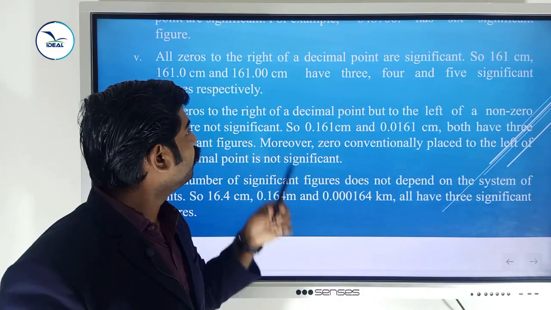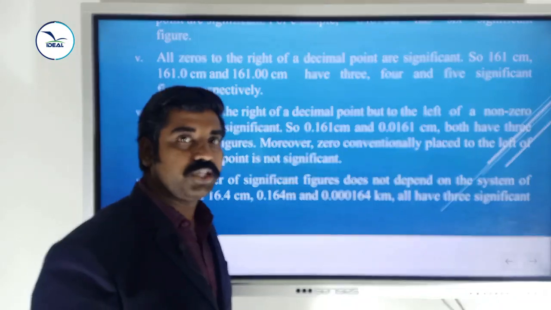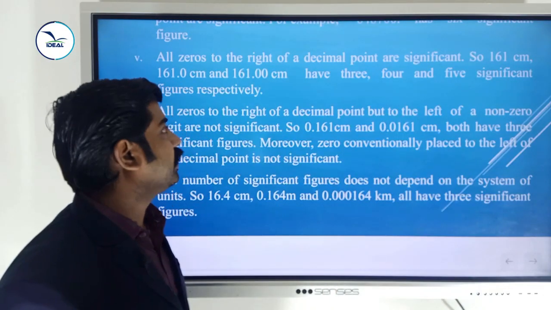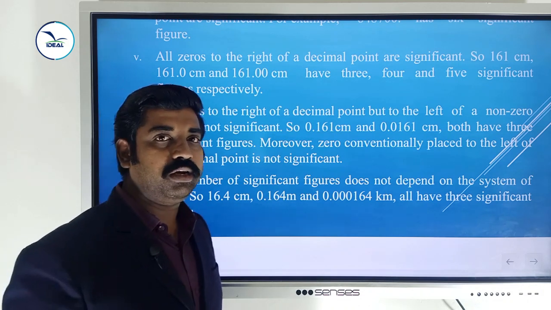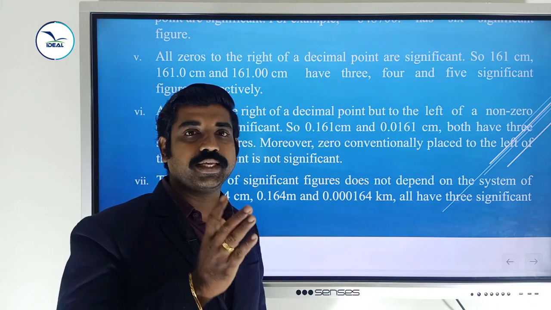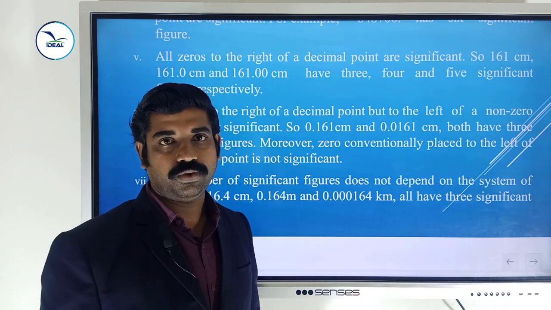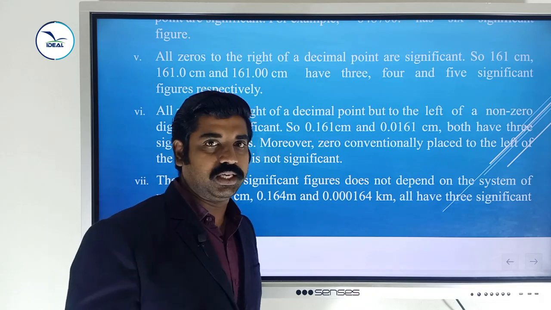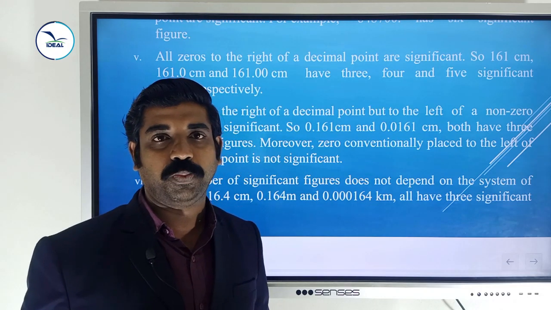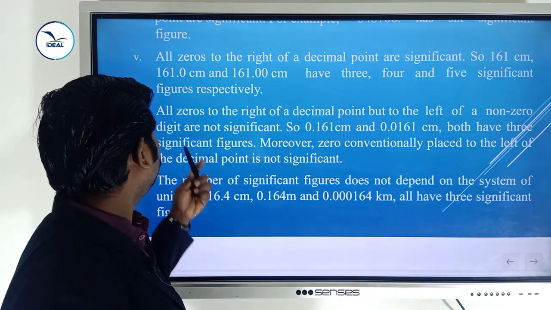161.0 there consists of 4 significant figures. Then 161.00 consists of 5 significant figures. After the decimal point, if there is a 0, that 0 is also considered to be significant. Clear? So that is the fifth point.